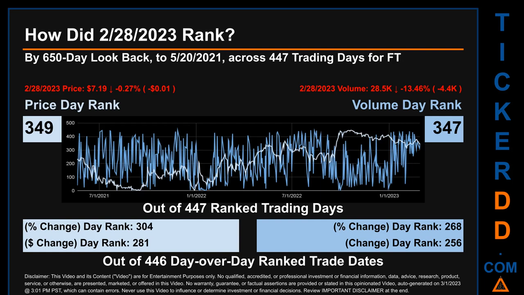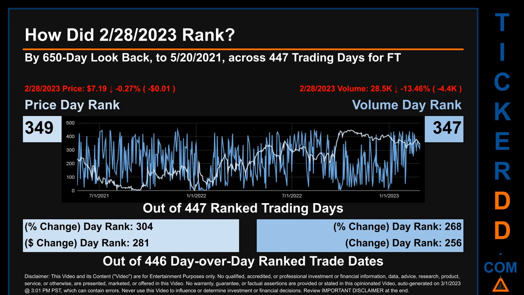Each of the 447 trading days were ranked amongst themselves by highest end of day price and volume, with a rank of 1 being the highest and 447 being the lowest ranked day. The line graph overlays price and volume's daily ranking, as shown respectively in light versus dark blue, across those target trading days. In this view, essentially the dips are good whereas the spikes are bad.